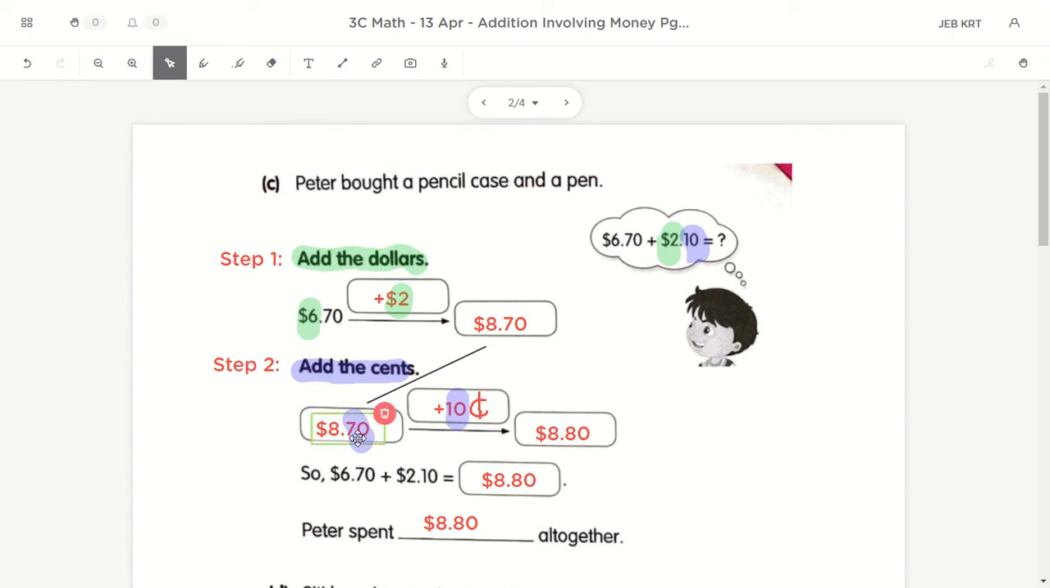10 cents plus 70 cents give you 80 cents. And that's how I get $8.80. So you add the dollars part first, which is this part. And then after that, using your answer from step 1, you add the cents part, which is 10 cents. And you get $8.80. So we'll be repeating this for every single question after this.